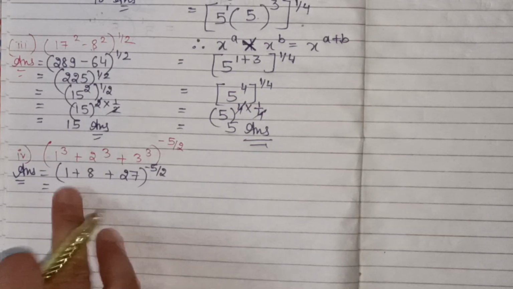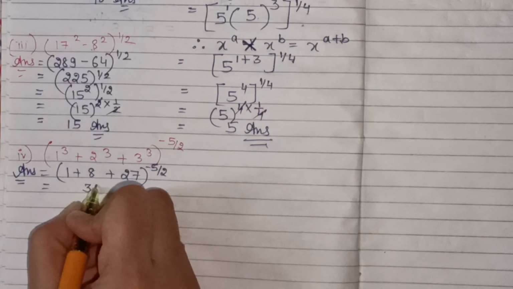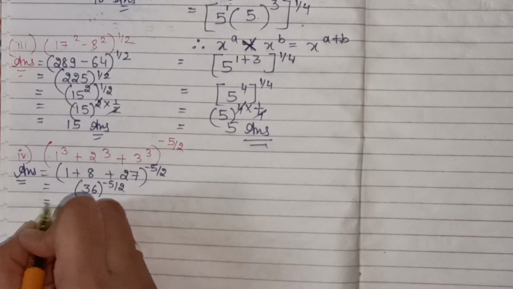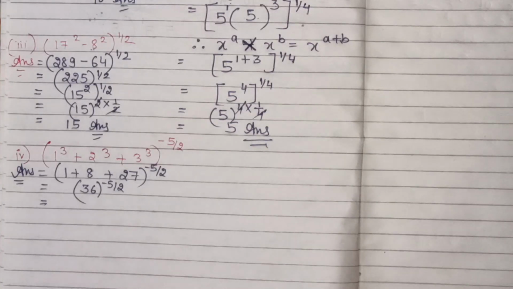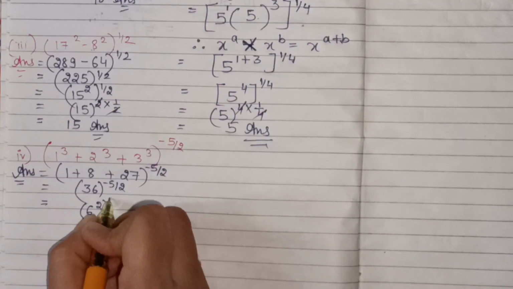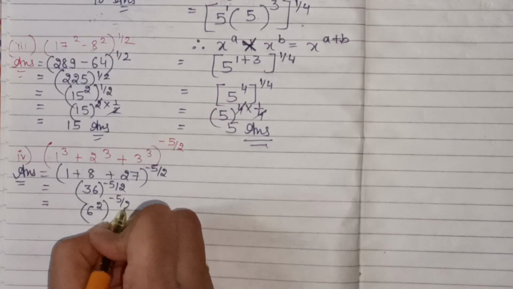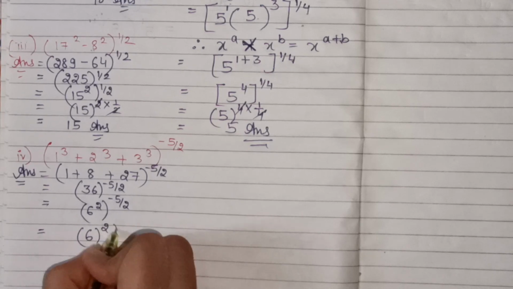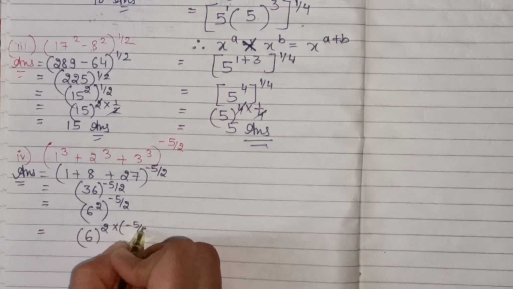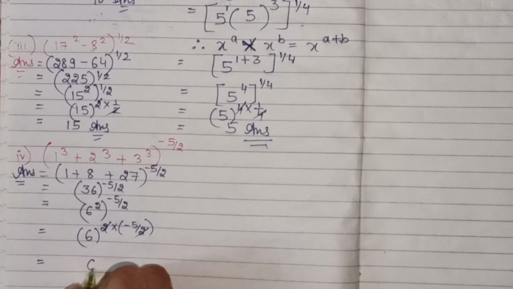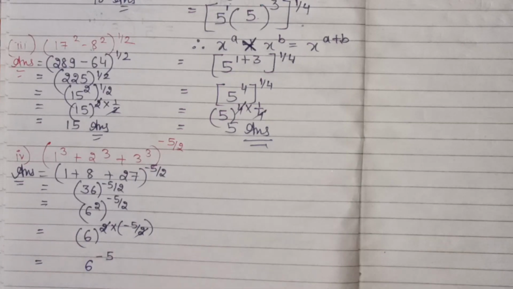and 28 plus 8 is equal to 36 raised to power minus 5 upon 2, and we know the number 6 multiplied by 6 is equal to 36. So I write 36 as 6 squared, outside I write the exponent minus 5 upon 2, which is equal to 6 raised to power 2 multiplied by minus 5 upon 2. This 2 cuts this 2, and now we have 6 raised to power minus 5.